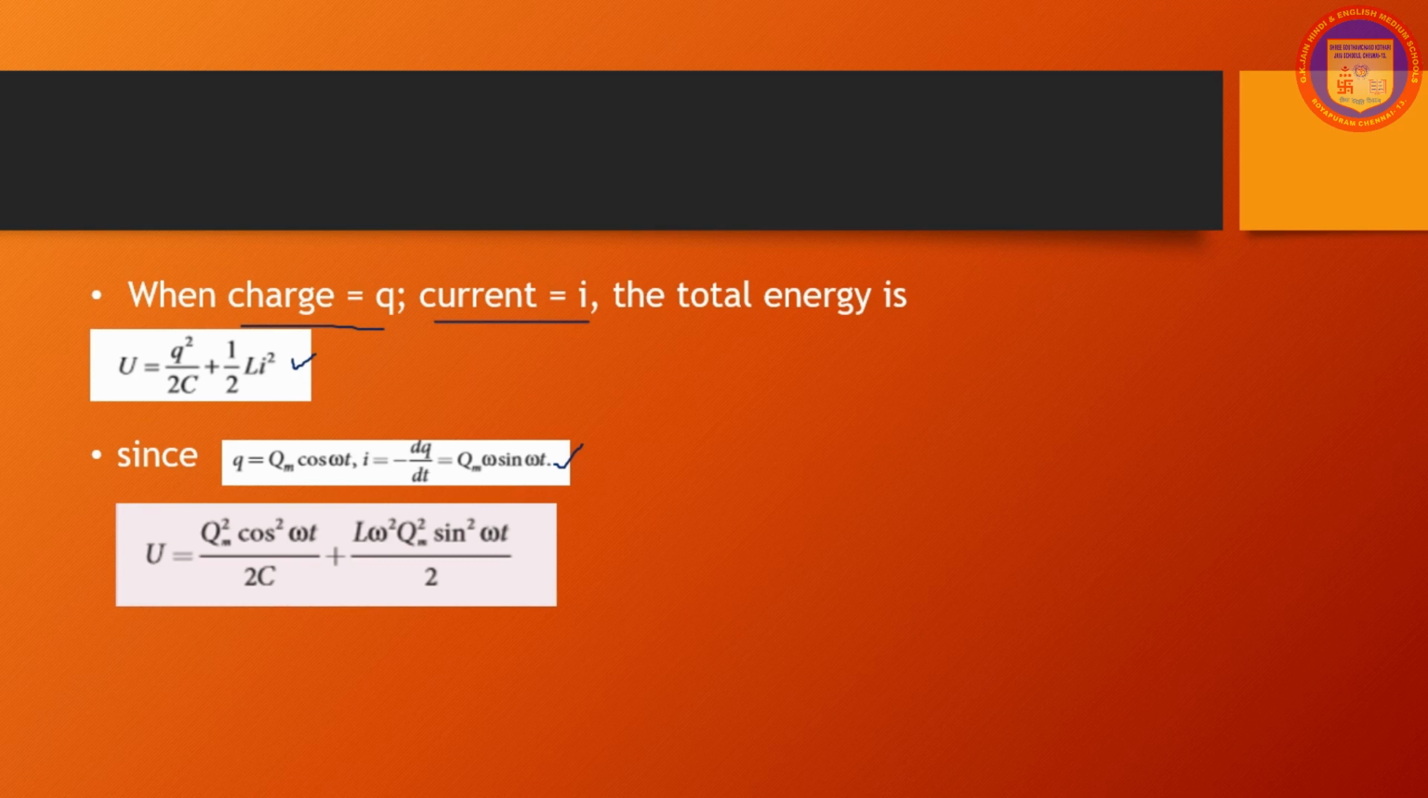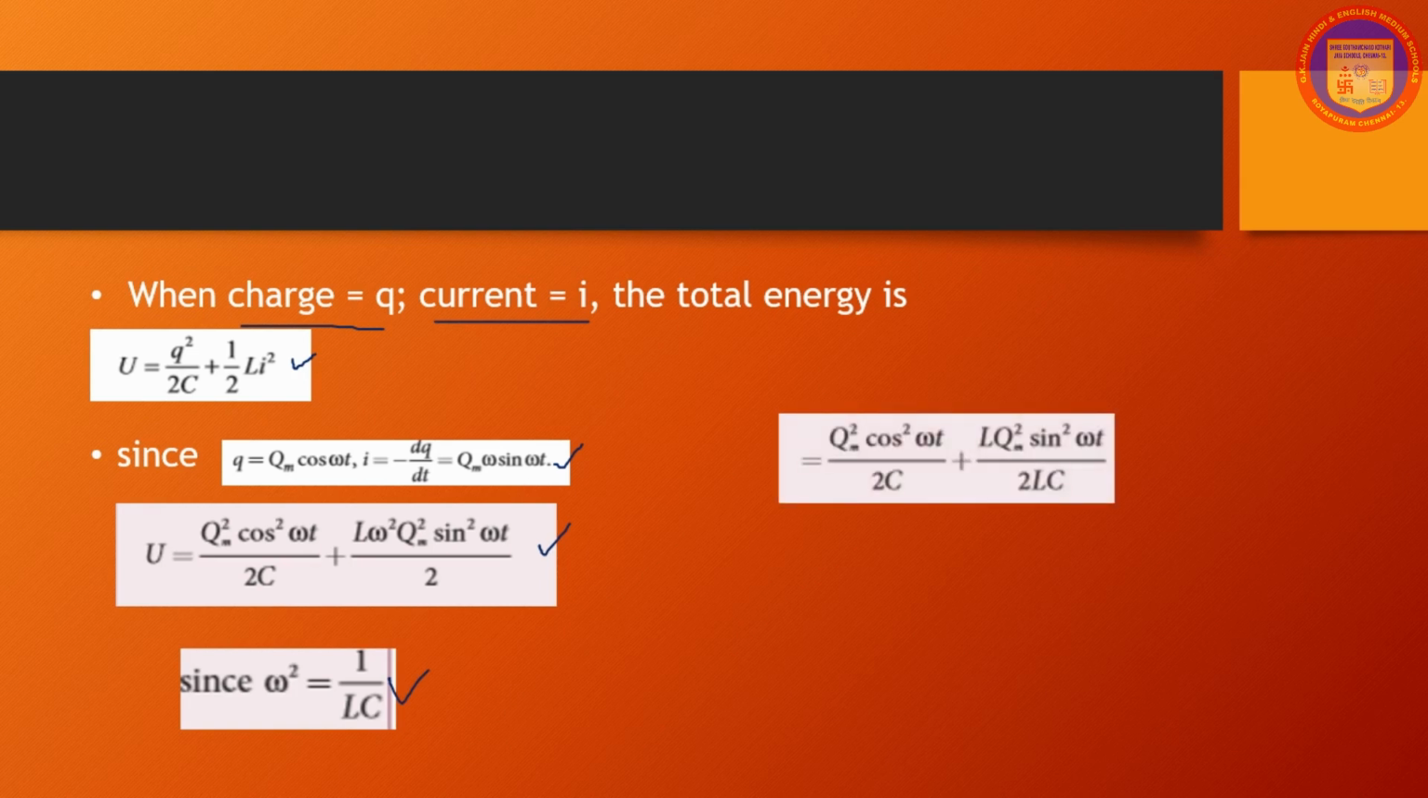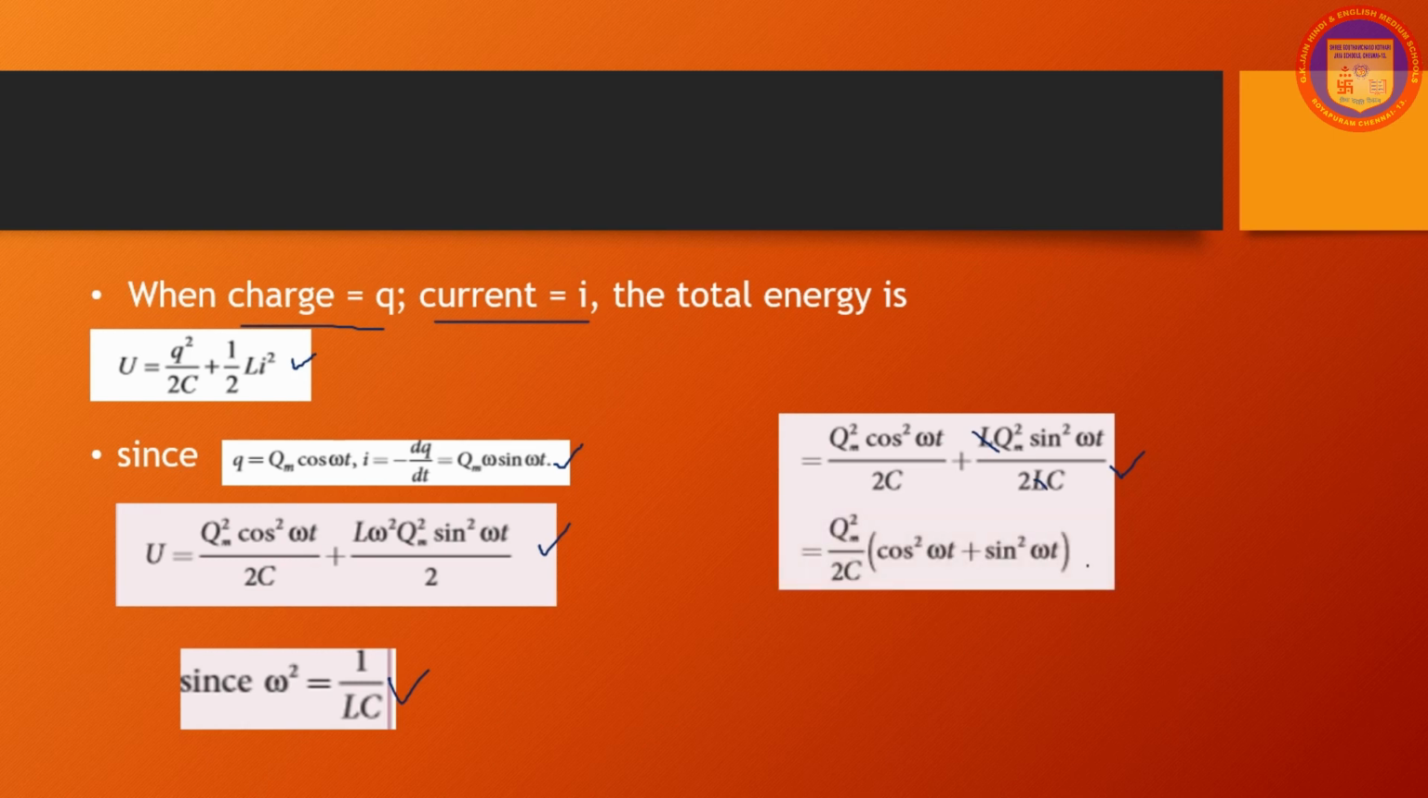So U is equal to Qm square cos square omega t divided by 2C plus L omega square Qm square sin square omega t divided by 2, substituting the values. So we'll get omega square is equal to 1 by LC. Substituting the value, we'll get Qm square cos square omega t divided by 2C plus L Qm square sin square omega t divided by 2LC. Cancelling L on both the sides. Now the common terms we'll take outside. Qm square divided by 2C into cos square omega t plus sin square omega t. The value is 1. So we'll get U is equal to Qm square divided by 2C. So it is clear that the total energy of the system remains constant.